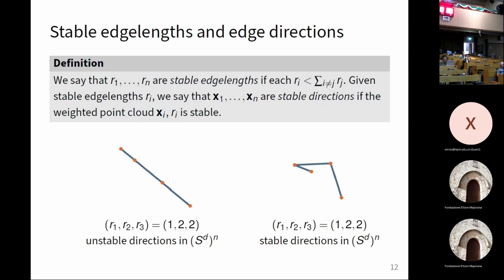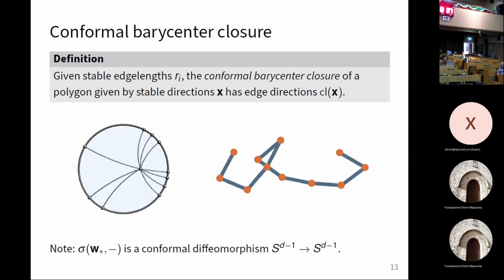So here we have some stable edge lengths with an unstable direction. That's where they're all pointing in the same direction, and the same stable edge lengths with a stable direction. So the theorem is that given fixed stable edge lengths, there is a closure for every set of stable directions. And it's going to work like this. I start out with a bunch of points on the circle, which represent directions I'm going to step in. That's this open polygon on the left-hand side of the screen. Now I'm going to use a hyperbolic translation to move the conformal barycenter to the origin.